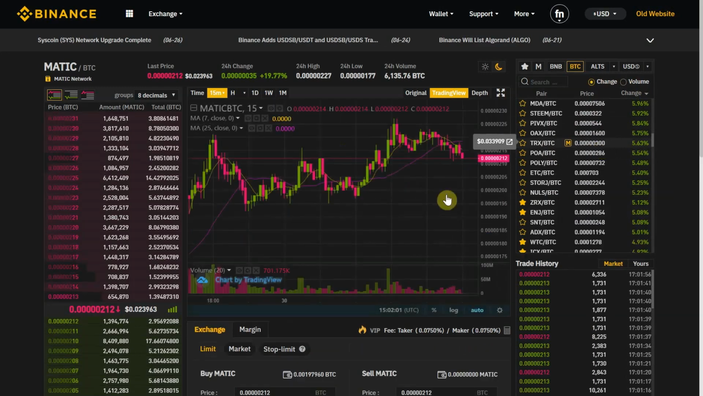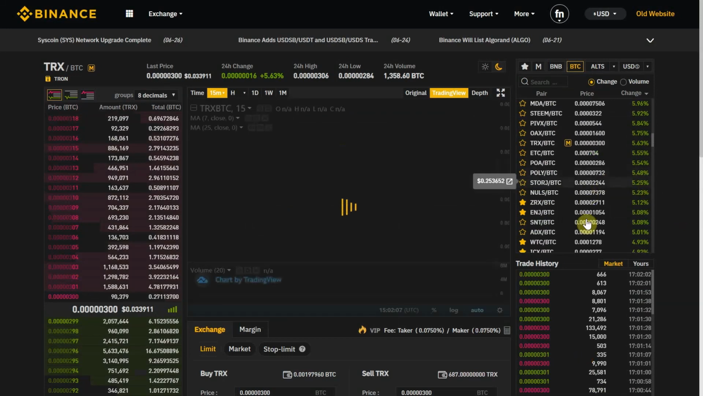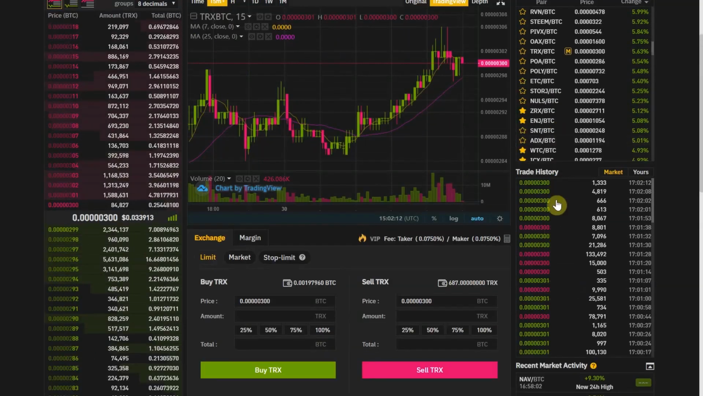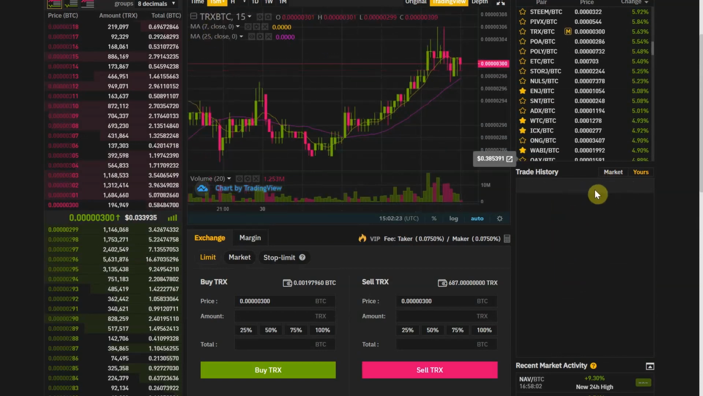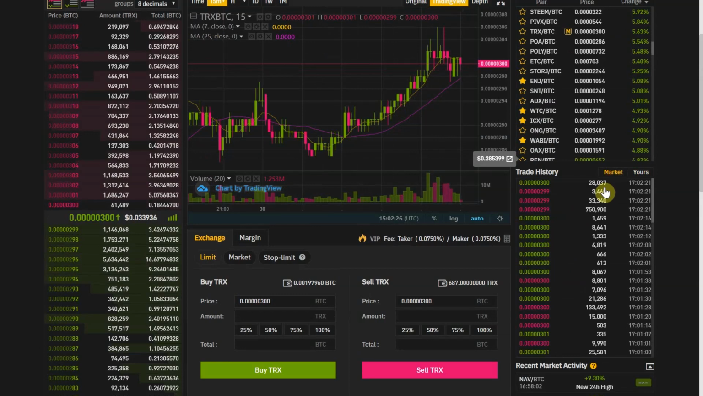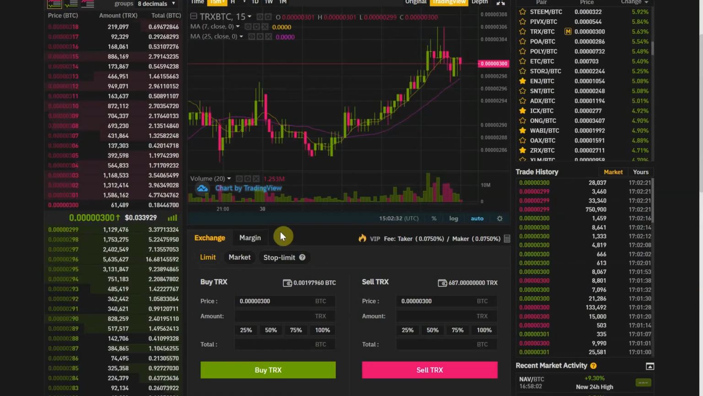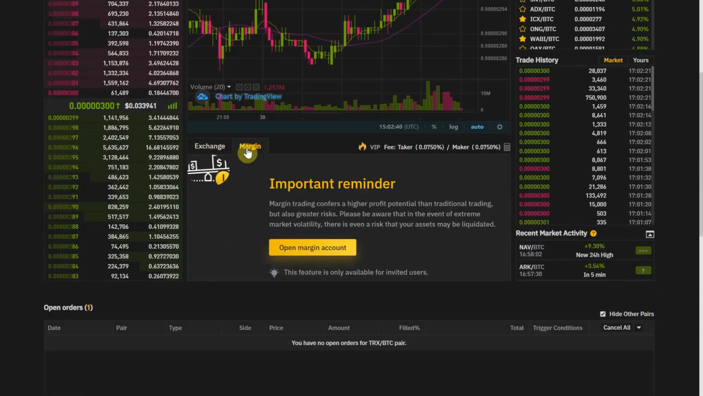Let's select TRX. We also have the trade history here, and this is just the orders that are being filled in real time. You can see the market orders, and you can see your own orders. I don't have any recent TRX orders, so it doesn't show anything here, but the market is constantly updating. And it's time to look at this particular section. Oh, this is new again.